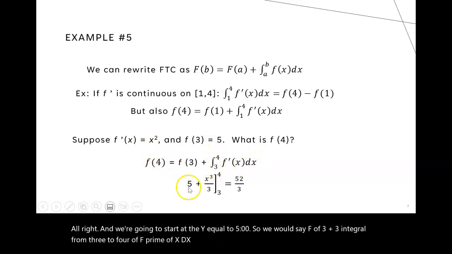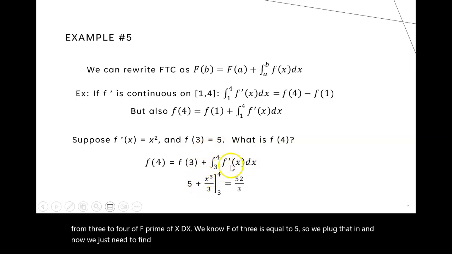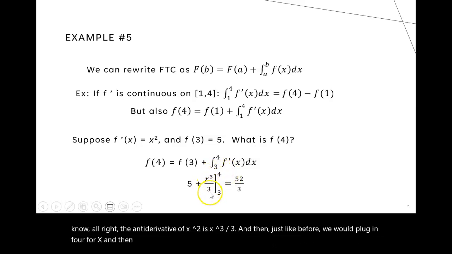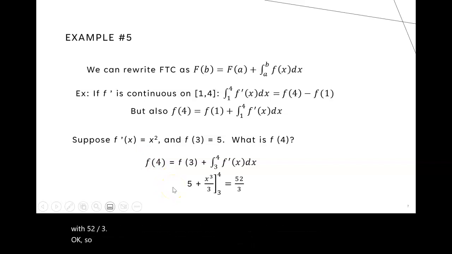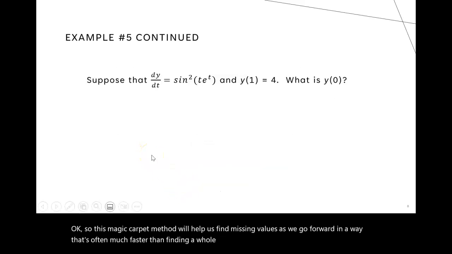We know f of 3 is equal to 5, so we plug that in. And now we just need to find out what the integral from 3 to 4 of f prime of x dx is. Well, the antiderivative of x squared is x cubed over 3. And then just like before, we would plug in 4 for x, and then subtract what we get when we plug in 3 for x. And we end up with 52 over 3. Okay, so this magic carpet method will help us find missing values as we go forward in a way that's often much faster than finding a whole antiderivative.